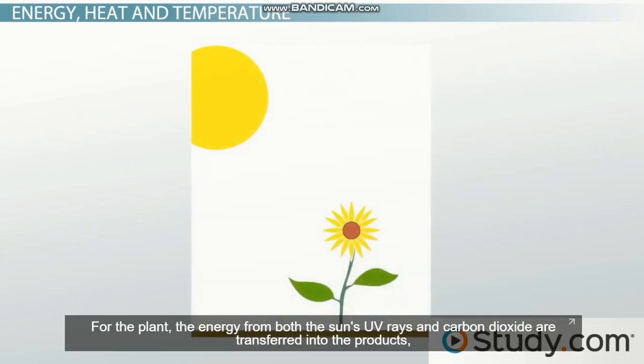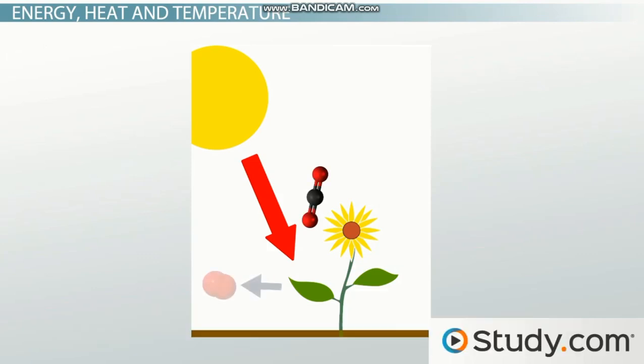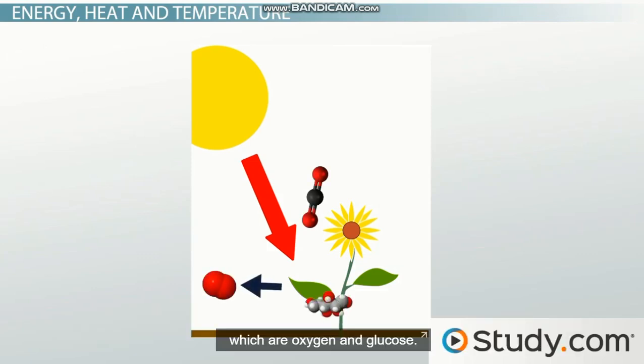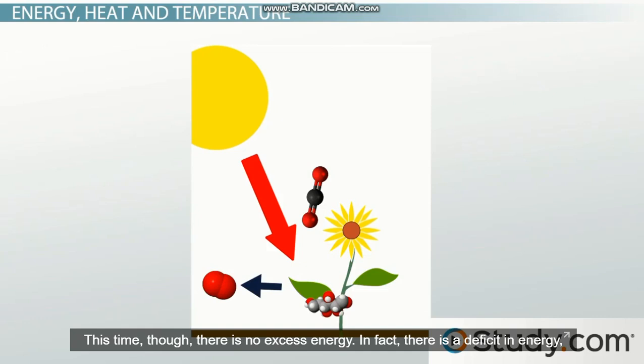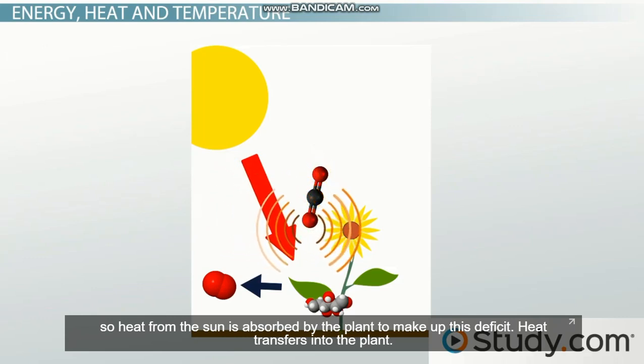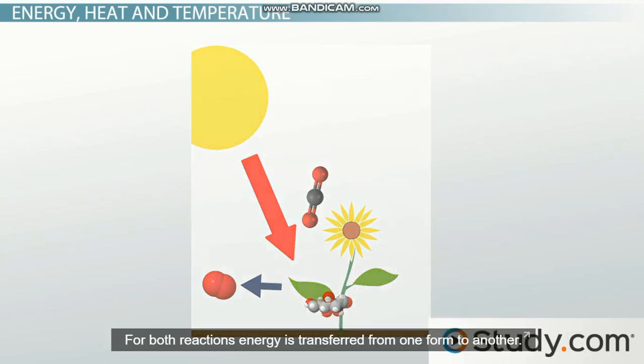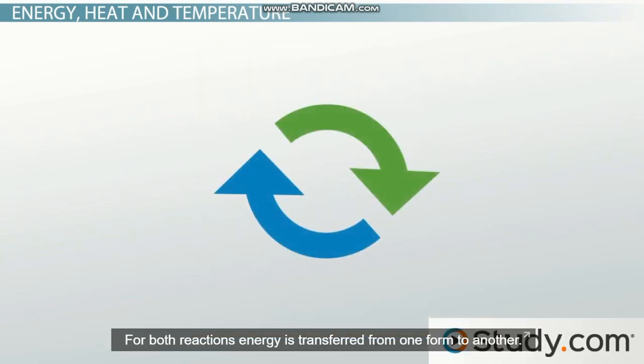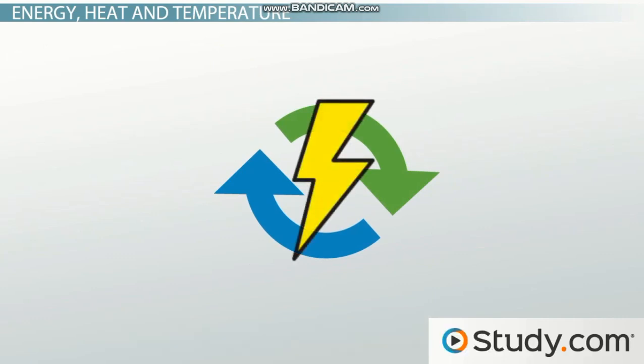For the plant, the energy from both the sun's UV rays and carbon dioxide are transferred into the products, which are oxygen and glucose. This time, though, there is no excess energy. In fact, there is a deficit in energy, so heat from the sun is absorbed by the plant to make up this deficit. Heat transfers into the plant. For both reactions, energy is transferred from one form to another.